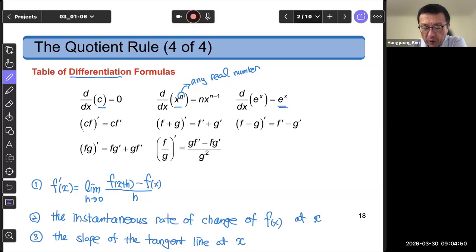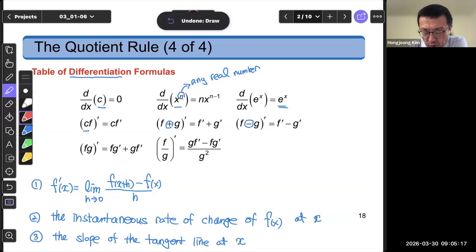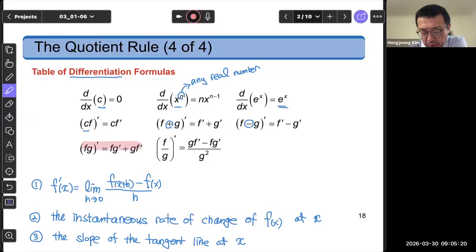When a constant is multiplied to a function, its derivative is c times f prime. And sum or subtraction can be performed before the differentiation or after the differentiation. And then we have the product rule. Please be careful, okay? Let me highlight the one you need to be careful about. When you consider the differentiation of a product of two functions, you need to differentiate one function at a time. That is important.